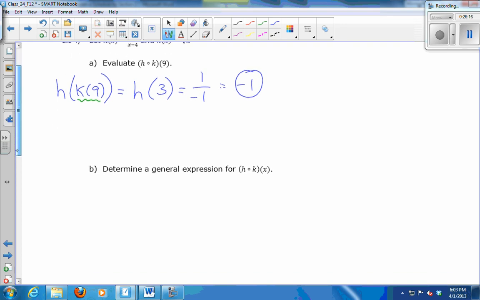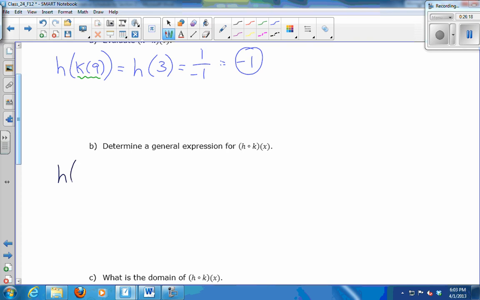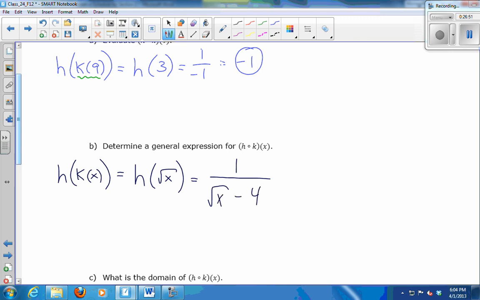So I'm going to find a general expression, h of k of x. X goes into the k function first. So what is the formula for k of x? Square root of x. So I'm going to replace k of x with its formula. And then I take square root of x, and I'm going to plug that into the h machine. So what am I going to get? Right. In the h formula, we replace the x with the square root of x.